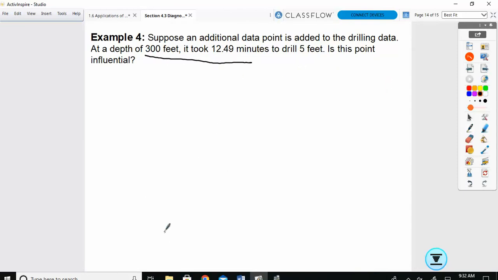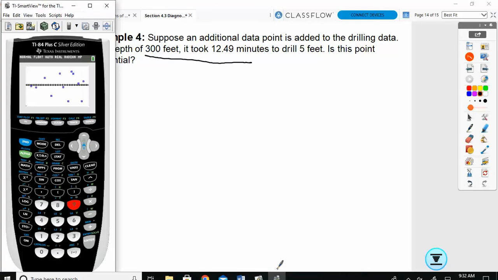So let's try that with our drilling data that we already have in the calculator. I want to add another point and decide if that is influential. So we'll go to our stat edit, and we just need to add this on. What would be the x value here? 300. My calculator froze. You guys may have to do this without me. We'll see if it comes back. So add that point on your calculator. 300 for the x, 1249 for the y.